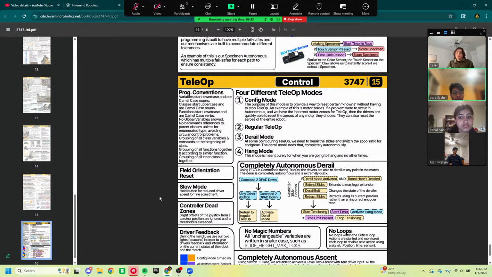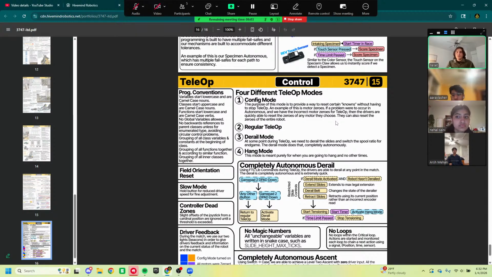We split ours into autonomous and teleop, but we have one thing that was kind of filler, where we talk about programming conventions a little bit. You could probably highlight this better, but with our controls we have a config mode in the teleop modes. That's a failsafe where we can reset all of our zeros and do a lot of stuff within the match really quickly, and that allows us to recover if something messes up.